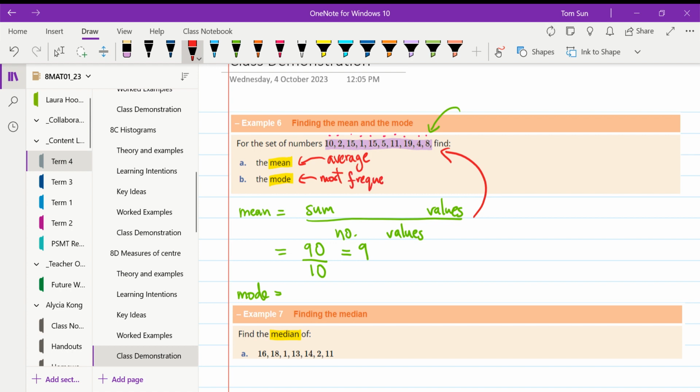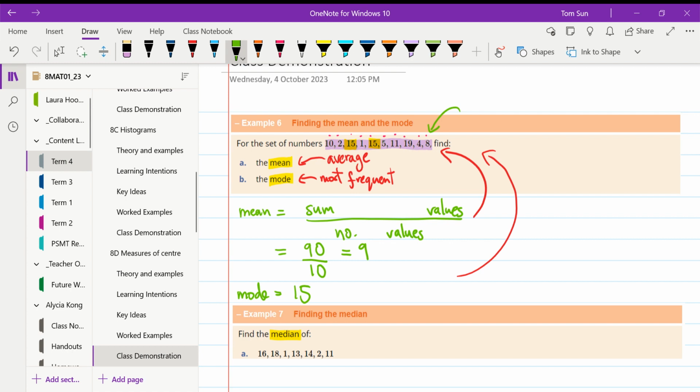So if you look at that data set, like we have been up here, we look for the number that appears the most out of all the other numbers. In this case, I see 2 instances of 15, and every other number has 1 instance. So 15 appears most frequently. So the mode is just 15, because it's the one that appears most frequently.